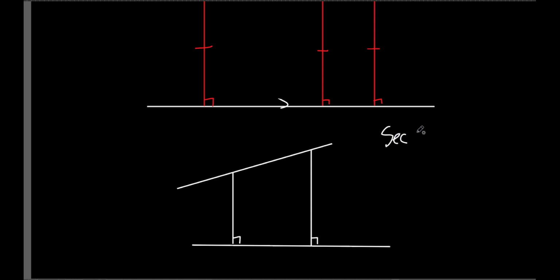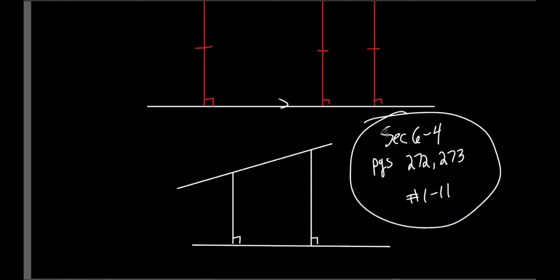So you are going to do section 6-4, and it's pages 272, 273, and it's just 1 to 11. That's not that many at all. Give me a pass. There's your homework, okay? And that will be due on when? Tuesday. You have off on Monday, okay?